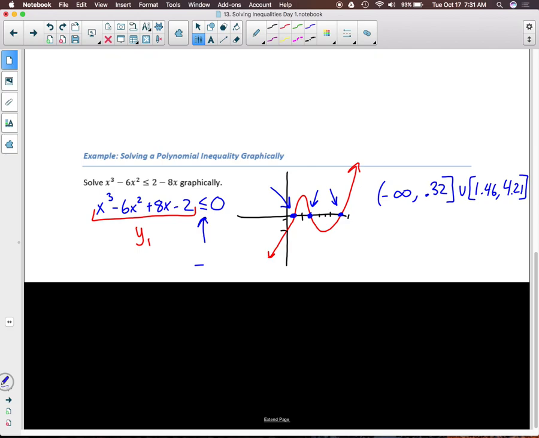I know there can't be any other zeros because it's an x to the third. And so I got all 3 zeros, and this is whenever it is below the axis. So from this part right here, -infinity to 0.32, and then from 1.46 to 4.21, I am less than 0. That was supposed to be an arrow. I don't know, it got messed up.